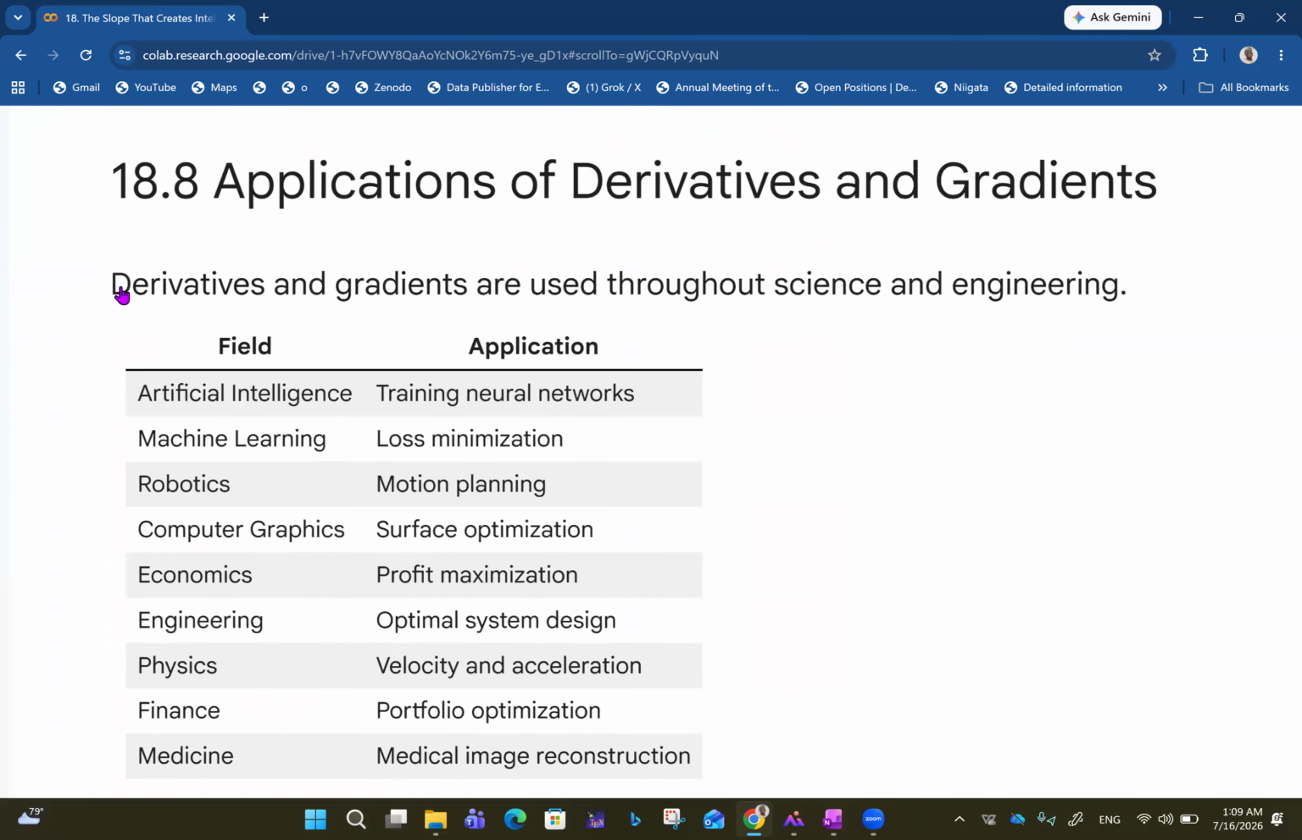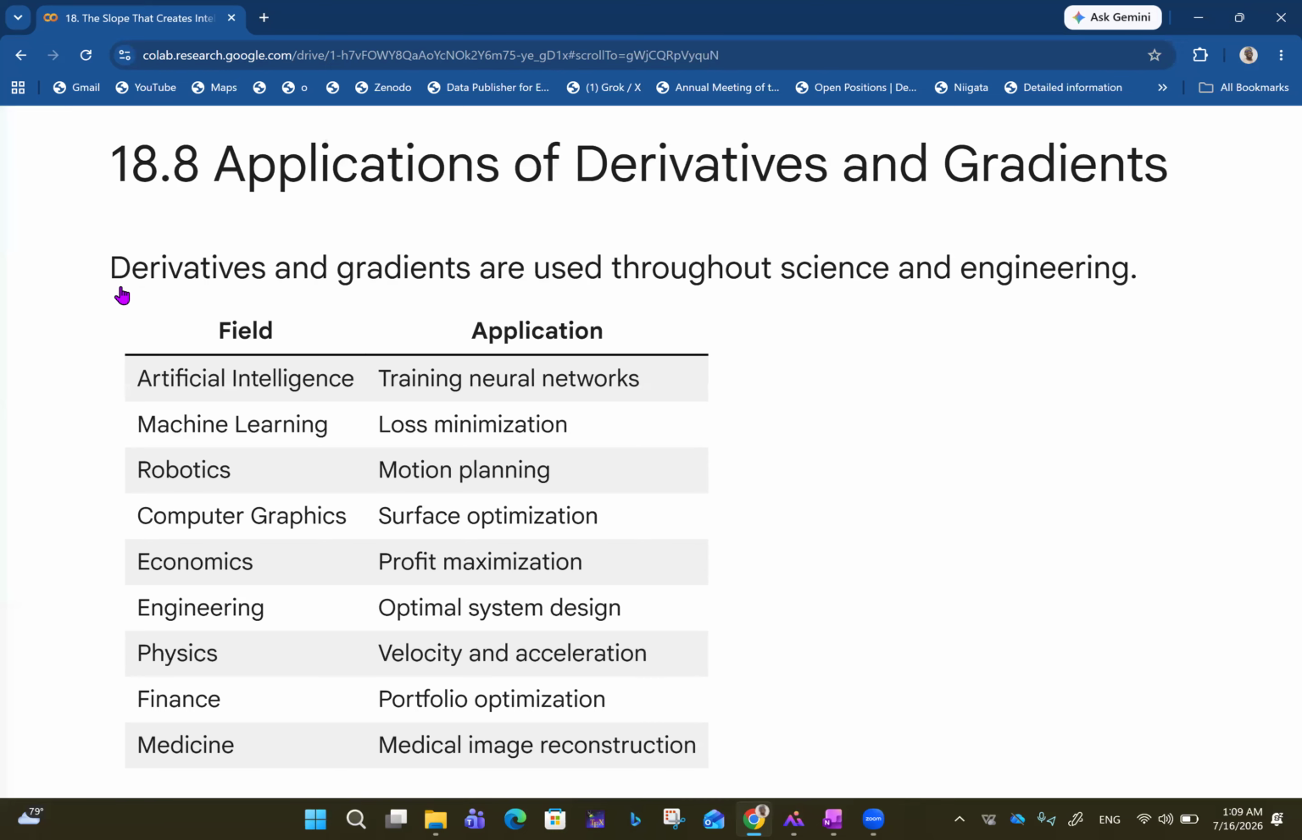Now we have applications of derivatives and gradients. Derivatives and gradients are used throughout science and engineering. We see it used in artificial intelligence, in training neural networks. Then for machine learning, the loss minimization, which we've been talking about, and robotics, for motion planning. For computer graphics, you want to optimize surfaces, surface optimization. In economics, profit maximization and even cost minimization. In engineering, we have optimal system design.